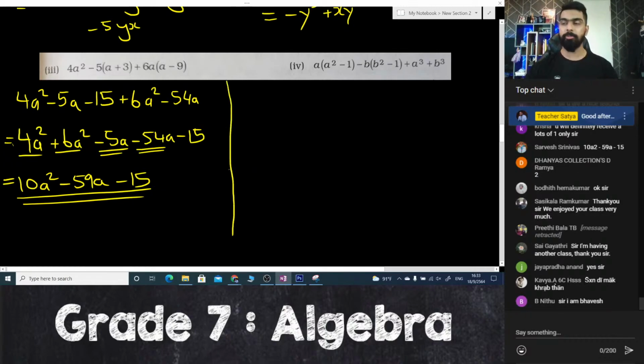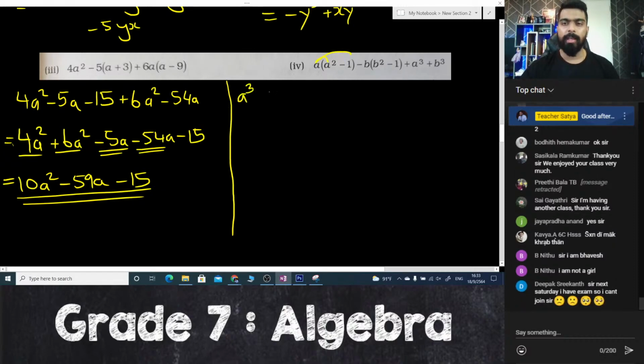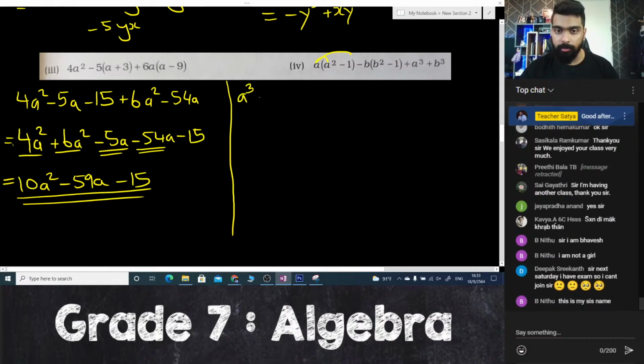All right, here comes the last question of the day, guys. So we are going to break the bracket right here. We have a multiplied by a squared is a to the power of 3. And then a multiplied by negative 1 is going to give us minus 1a.